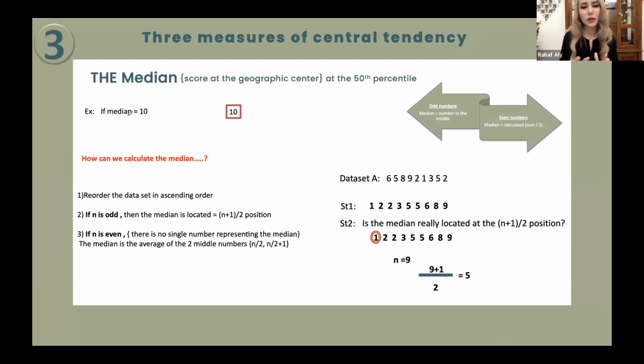And now for the median. The median is at the geographic center or at the 50th percentile. So if it's at the 50th percentile, this means any value that is below it is going to be 50% of the data, and anyone that's above is going to be 50% of the other data. So how can we calculate the median? We can calculate the median by 3 simple steps.